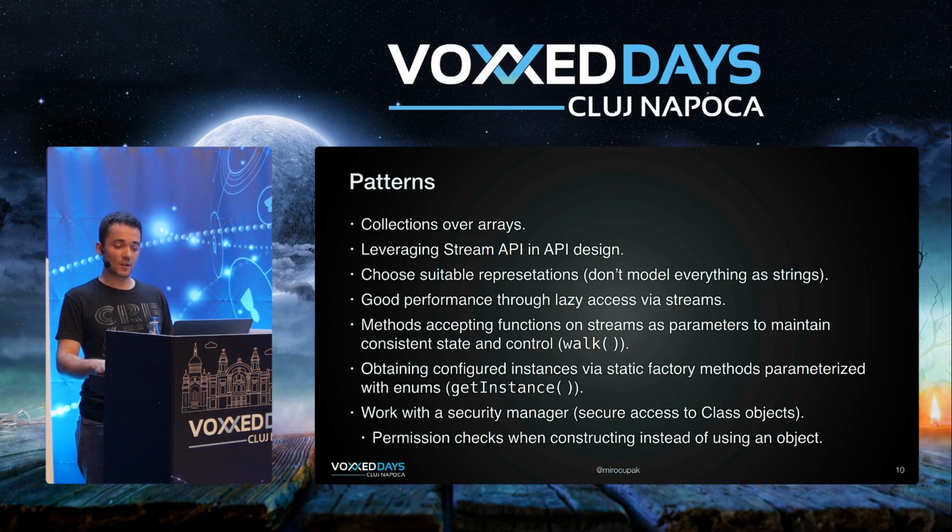We also saw the pattern of obtaining configured instances through static factory methods, parameterized with enums, right? In our case, it was the getInstance method with an optional option parameter. That's a very generalizable pattern as well.